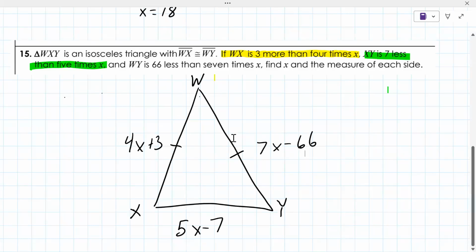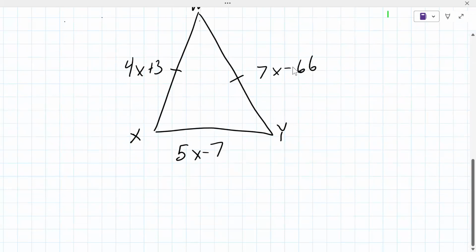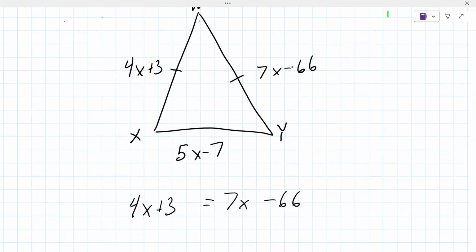All right, now we have three sides here, but it's the two congruent sides that we have to set equal. 4x plus 3 equals 7x minus 66. Will you work out solving this one for us, please? Okay, x equals 23. Very good. Okay, so that is correct.